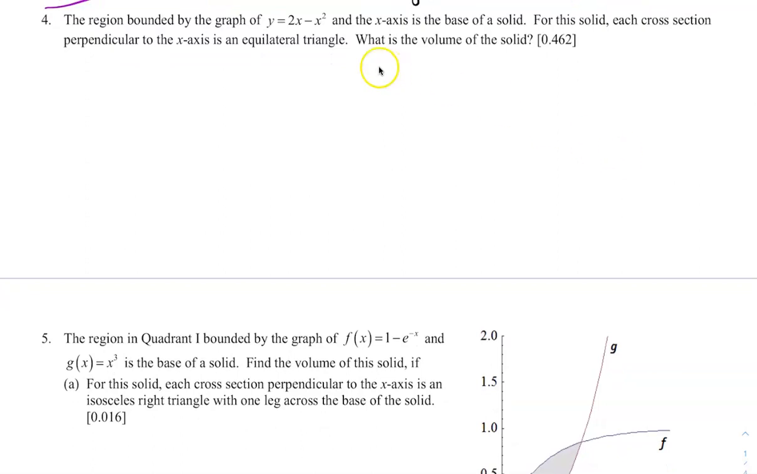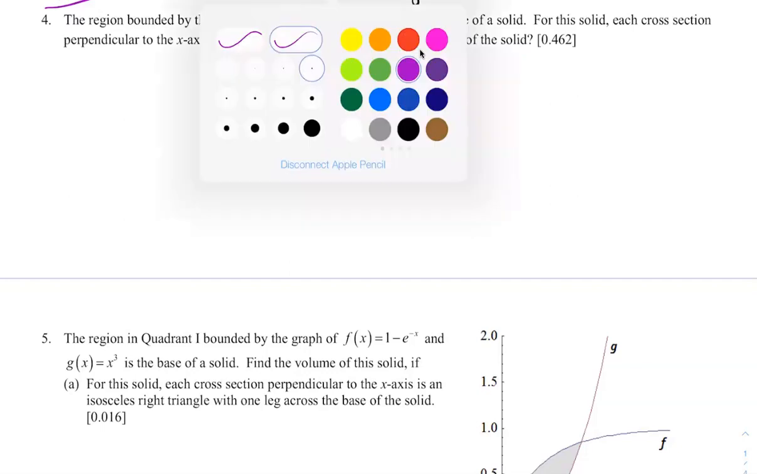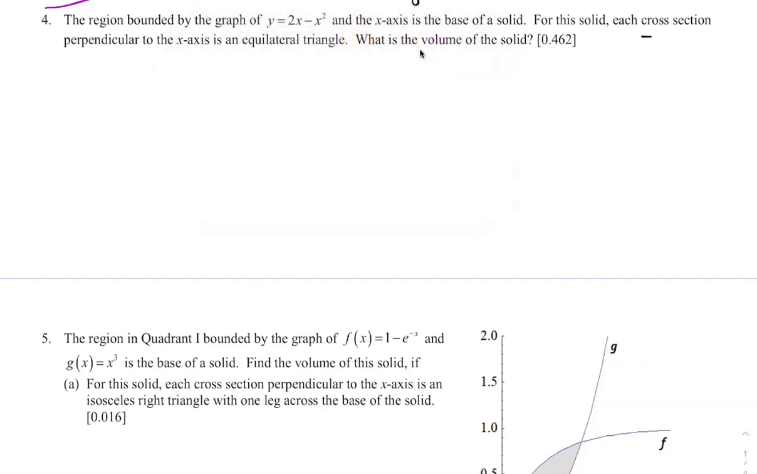The region bounded by the graph of y equals 2x minus x squared, and the x-axis is the base of a solid. For the solid, each cross section perpendicular to the x-axis is an equilateral triangle. What is the volume of the solid? Okay. So again, cross section, equilateral triangle. I think I meant to say cross section volume. So I'm just going to integrate the area formula.